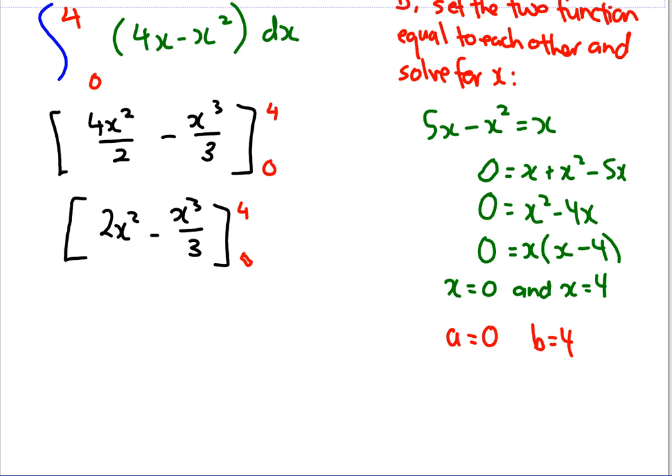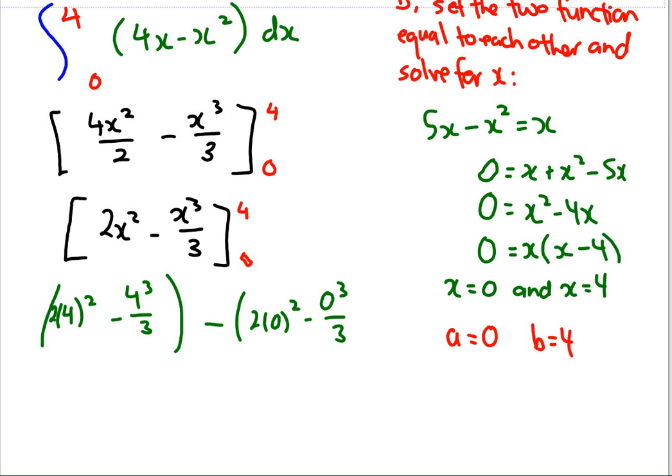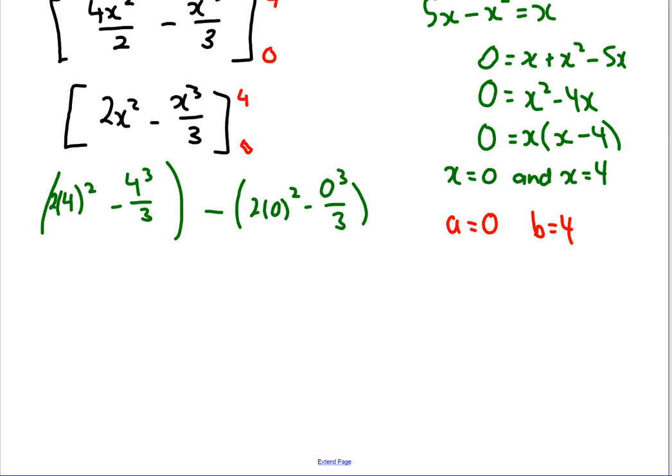And then did you get 2 times 4 squared, 4 squared is 16 times 2, minus 4 cubed over 3? 64. Sorry about the notation. Minus 2 times 0 squared minus 0 cubed over 3. Obviously it's minus 0. So we've got to work out that bit on the left, and that's it. What did you get? Did you get 64 for that? Yeah, that's what Grace just said.